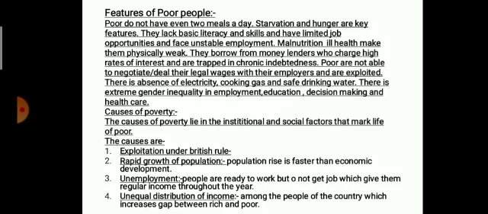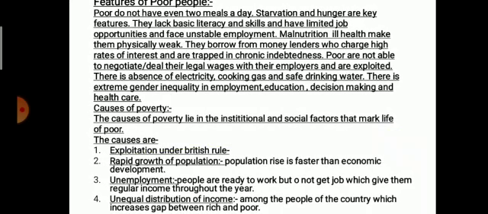Then second one, rapid growth of population. Now population rise is faster than economic development. Economic development, though it has started, but population is increasing at a faster rate than the development rate. So people of the country are increasing, and it is hampering the growth of the nation. It is stopping the growth of the nation at a faster rate, and that is one of the reasons for poverty.